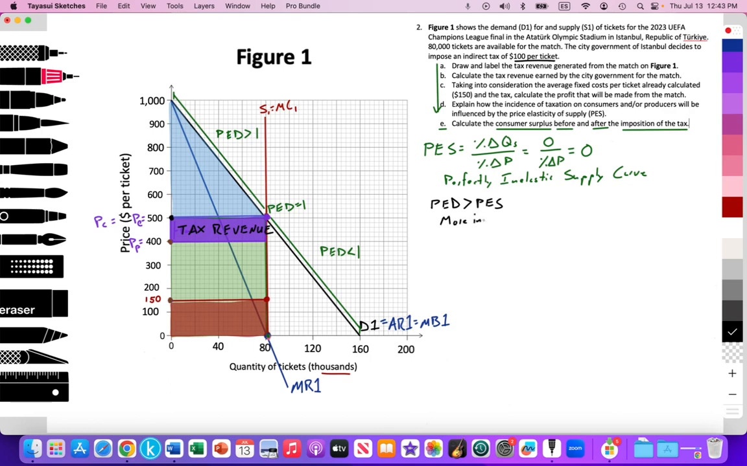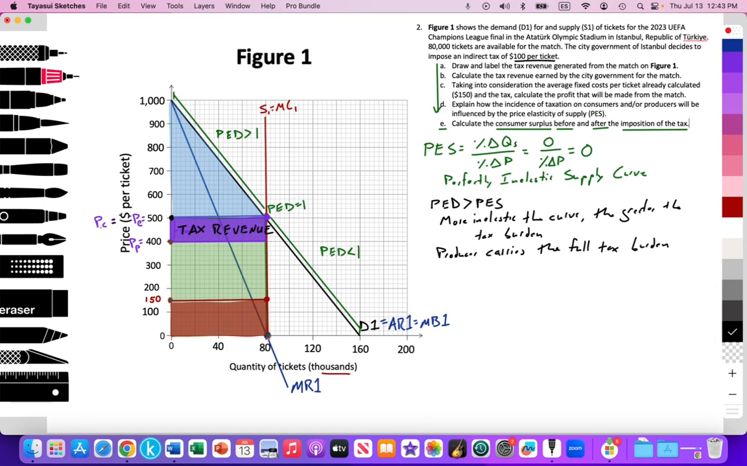The more inelastic the curve, the greater the tax burden relative to the other party. So in this case, it is the producer. The producer carries the full tax burden. The consumer does not carry any of that tax burden. The producer carries the full tax burden. So the price is unchanged at $500.